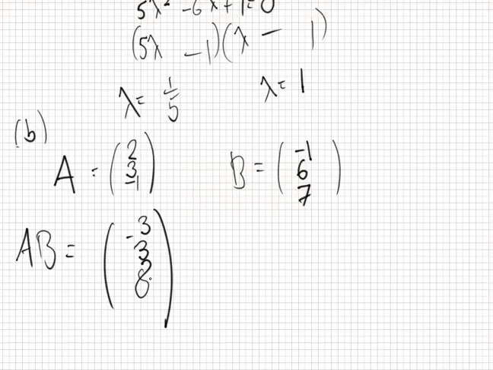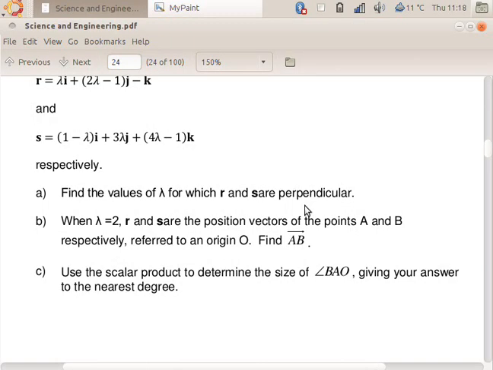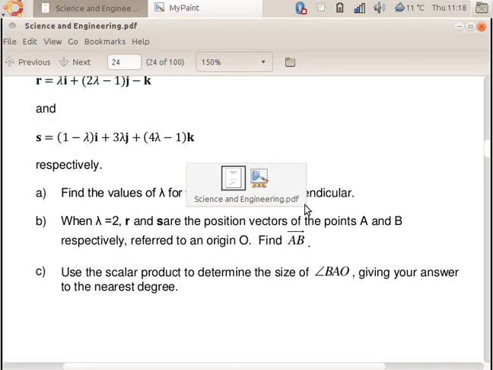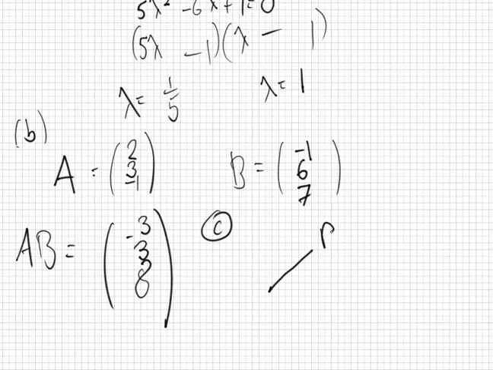Find the angle BAC. So we have this vector here. This is the C part. They want the angle between, sorry, let me check, B, A and O. They want this angle here.